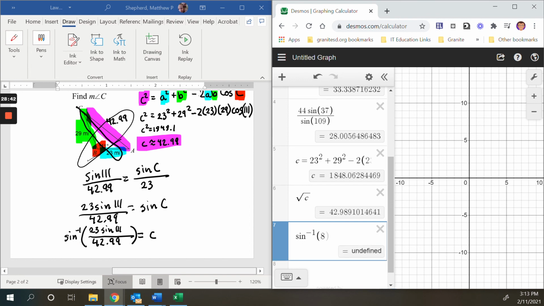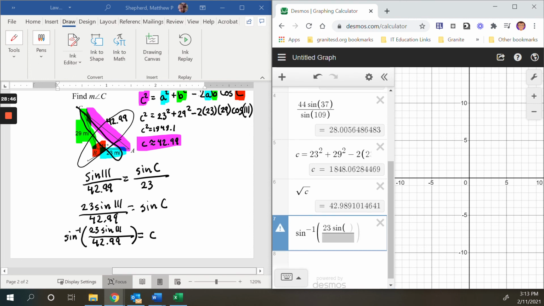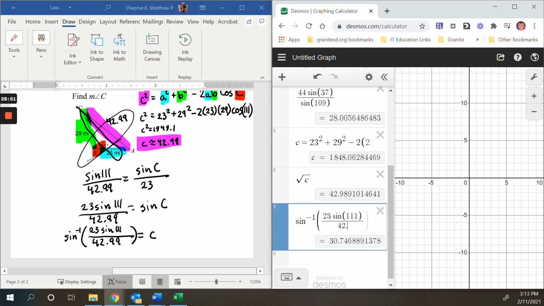Get my fraction by pressing divide. 23 sine of 111 all over 42.99. And we will get approximately that angle C is approximately equal to 29.97. There we go. All right.